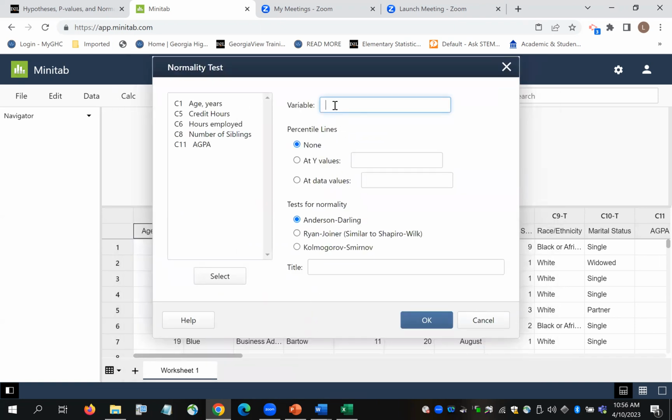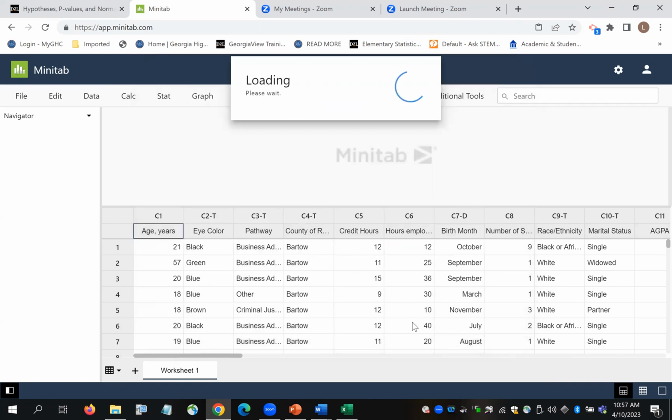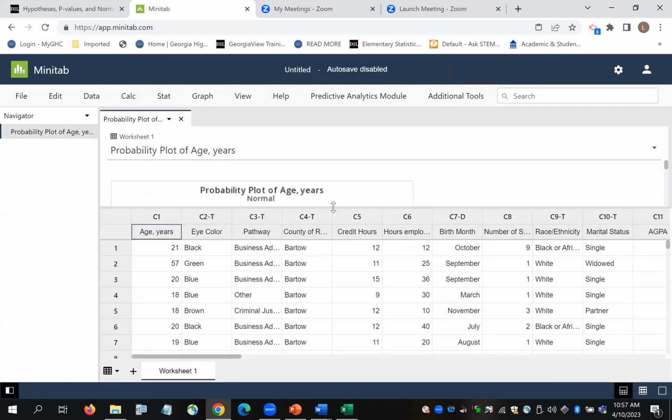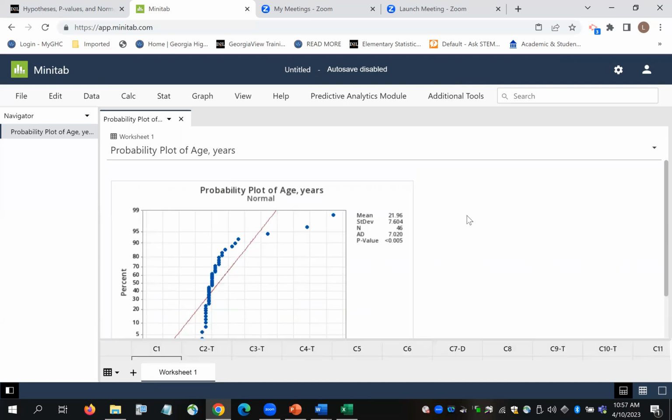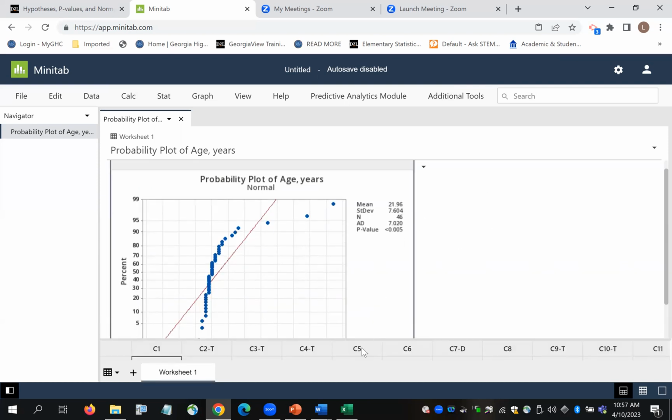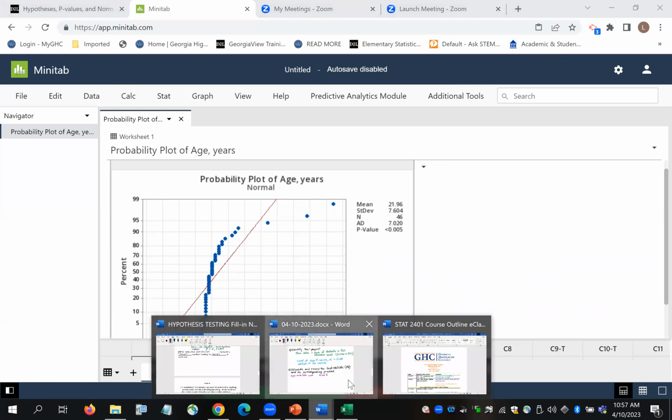I have to tell it what variable I'm interested in. We're interested in age. We do not want percentile lines, and we are using the Anderson-Darling. There are 2 others, but we're only going to do Anderson-Darling. So we choose the variable, no percentile lines, and Anderson-Darling. I'm going to click OK. And what appears on the screen is this graph. I'm going to copy it over to my paper so you guys can see it.